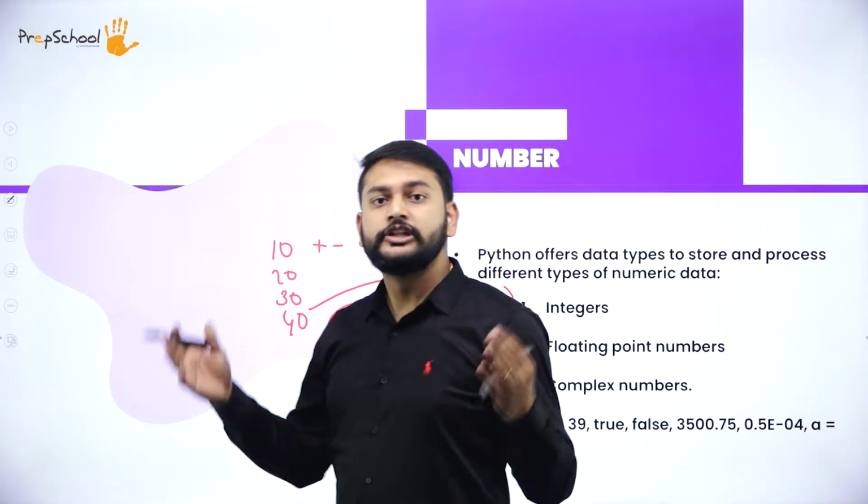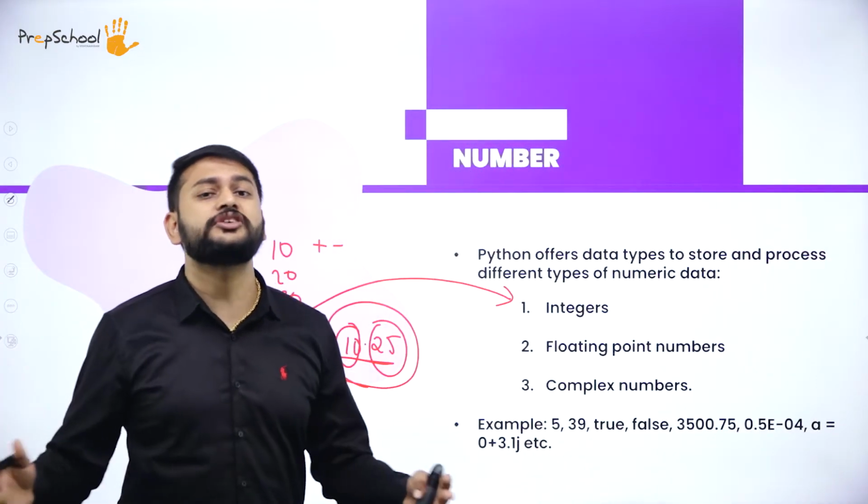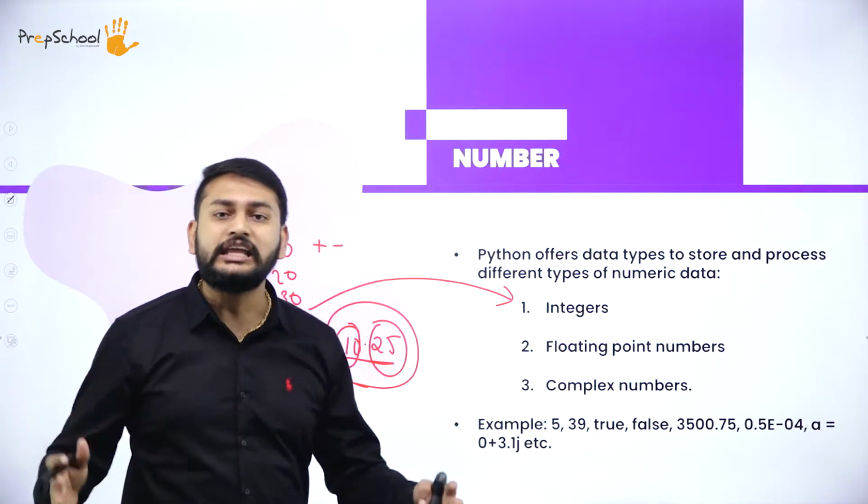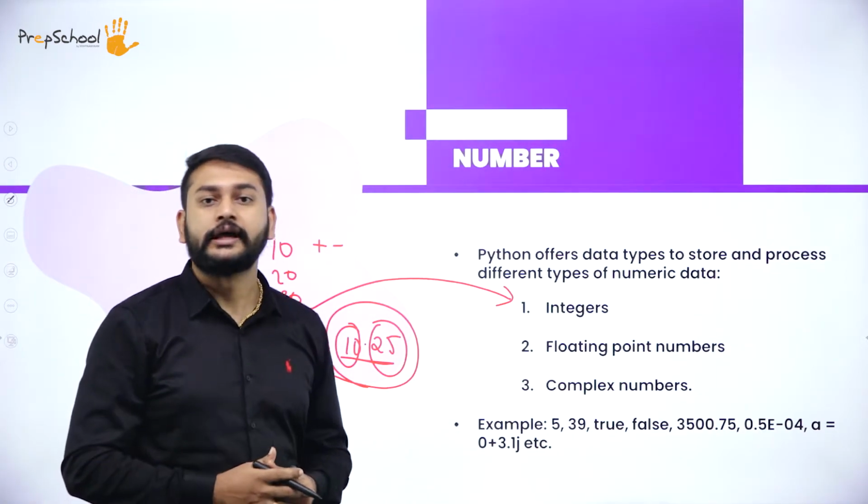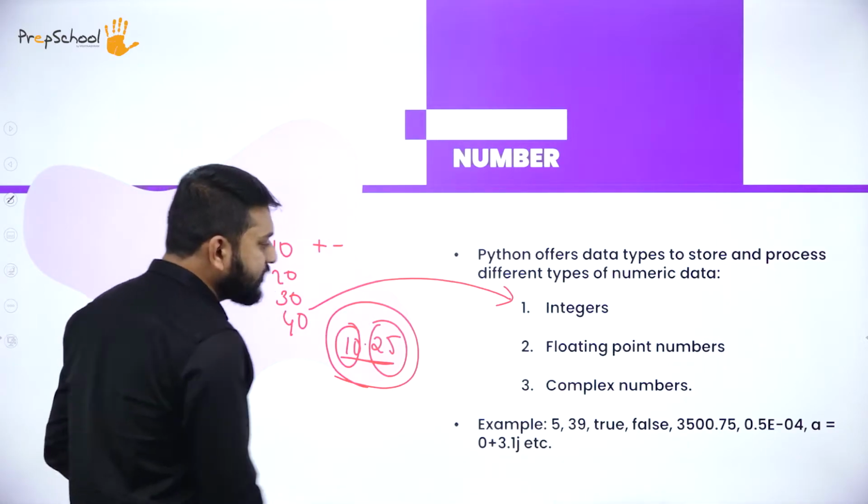When it comes to floating point numbers, you can have larger numbers, you can have a range of numbers. That is what you have to remember. So fine, what is the next one that I have?